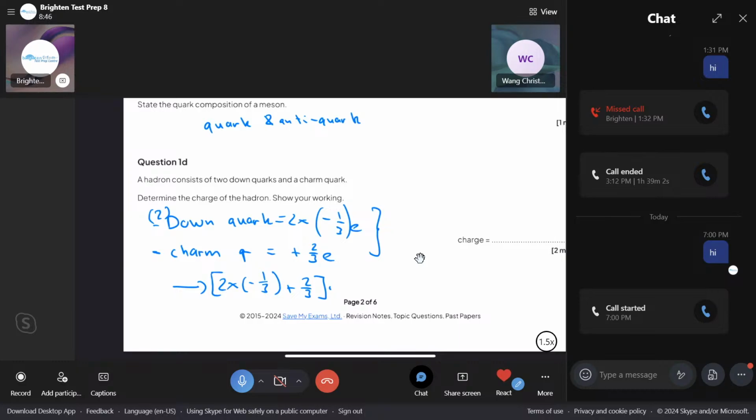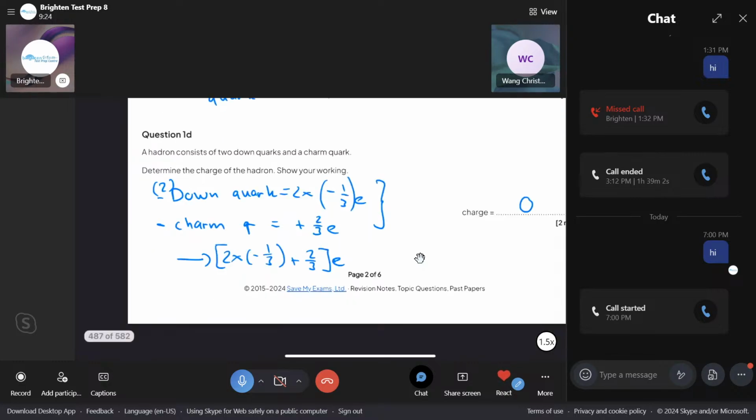So we can simplify to make our life a bit easier, just adding e on the outside, or we can add e every time, or we can even say minus 1/3, minus 1/3, plus 2/3. That really doesn't matter as long as it's correct in the end. And the answer: what is the charge? Zero. If you think about it, we have a so-called particle, and it has no charge, but it has mass. That's why all this is so fascinating.